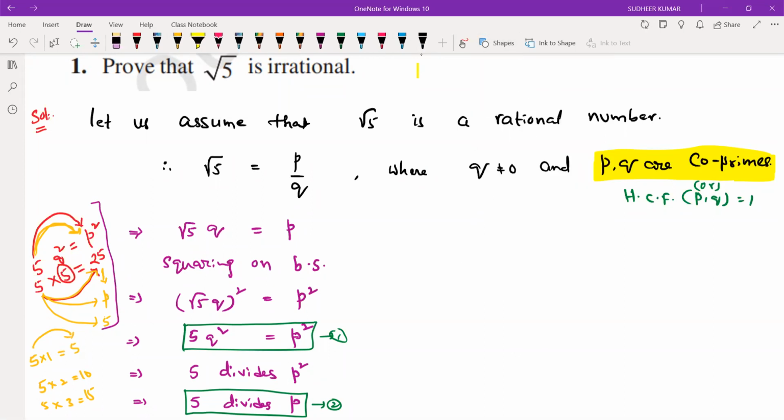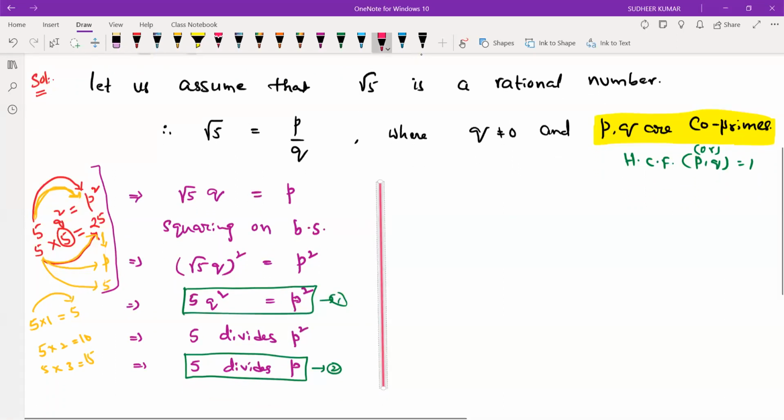So you should understand this one. If you cannot understand, ask me, then we'll discuss it. If you understand this one, that's it, it's over.